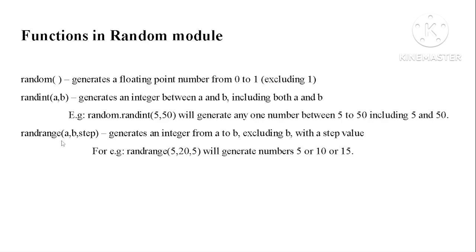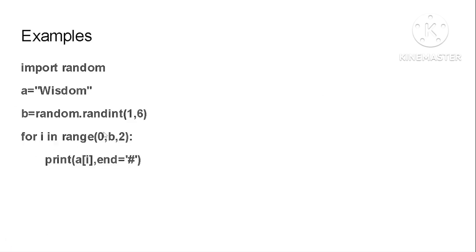Suppose I give randrange of 5, 500 and step value is 5. It will generate numbers like 5, 10, 15, 20 up to 495. So this is the use of the randrange function.